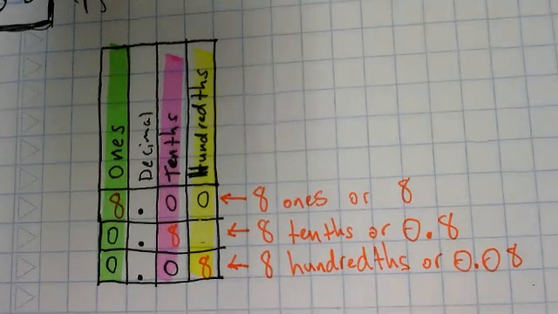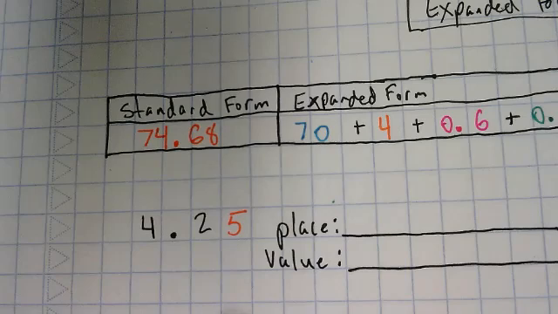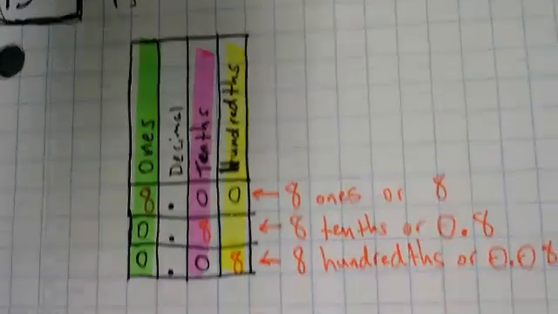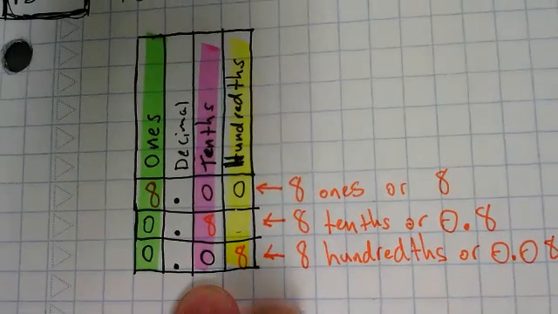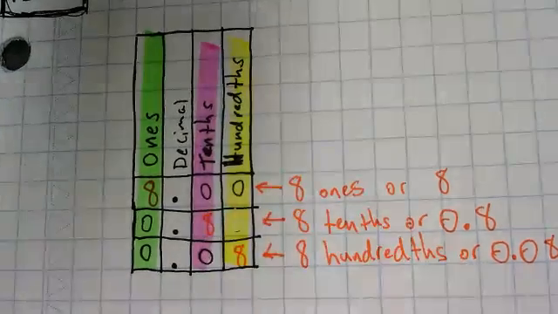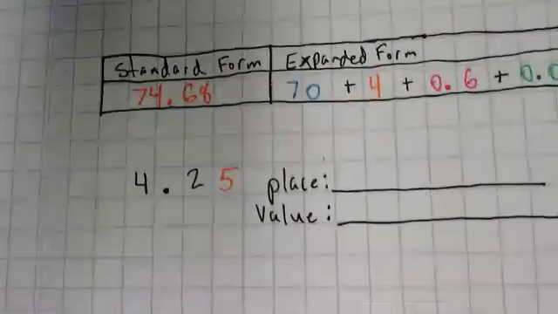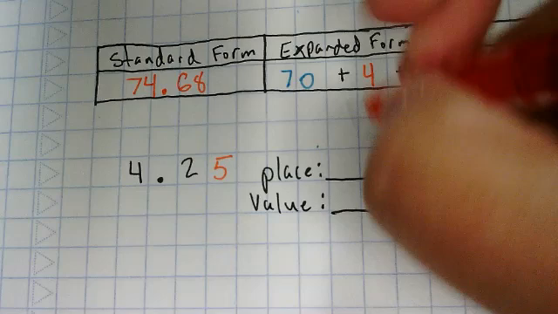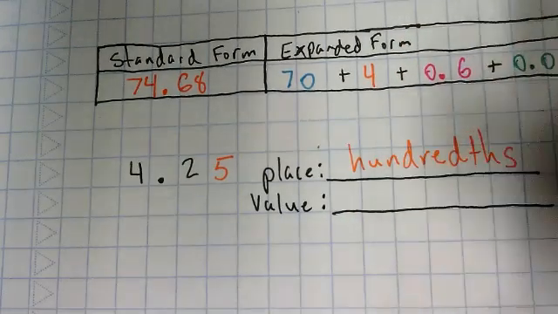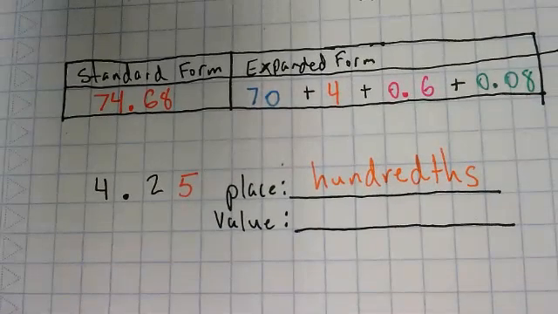So that 5 is 2 places away from the decimal point, yes? If we look, we have our decimal point, 1 place, 2 place. It's 2 places away. If we look up here, decimal point, 1 place, 2 place, that 8 is 2 places away, and it's in the hundredths place value. Therefore, our 5 is also going to be in the hundredths place value. Don't forget that TH at the end. It's not hundreds, it's hundredths.